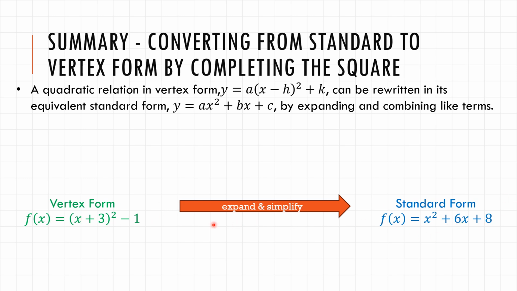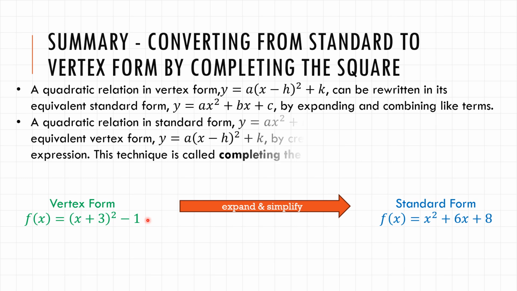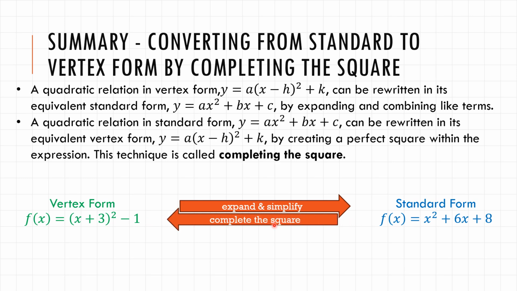Going from standard form to vertex form is a lot more complicated. In this case, we have to do that process called completing the square, which means factoring the a value out of the first two terms and going through a whole bunch more steps to create a perfect square trinomial, which factors into (x + a) squared.